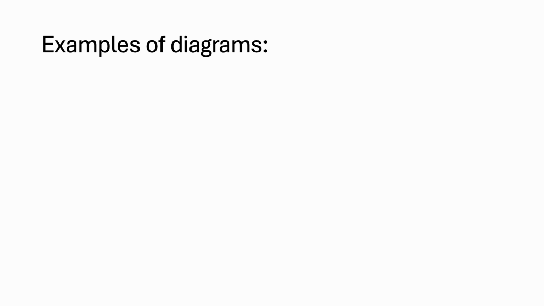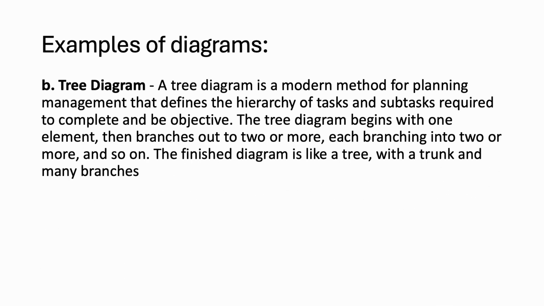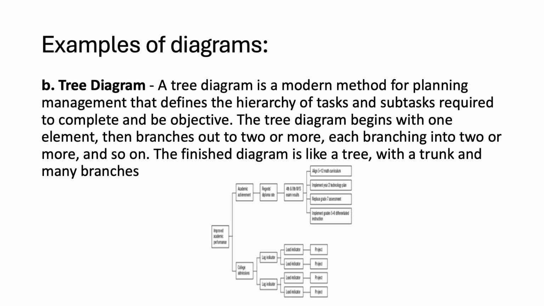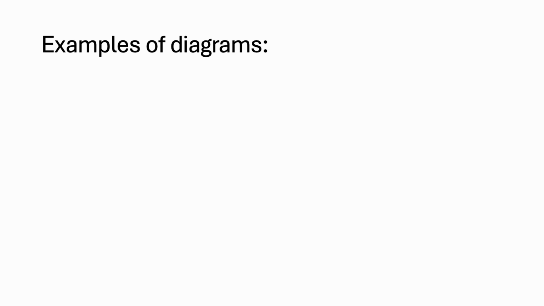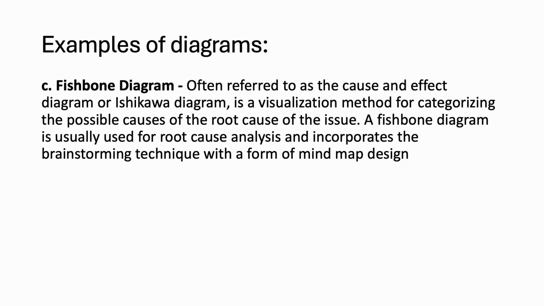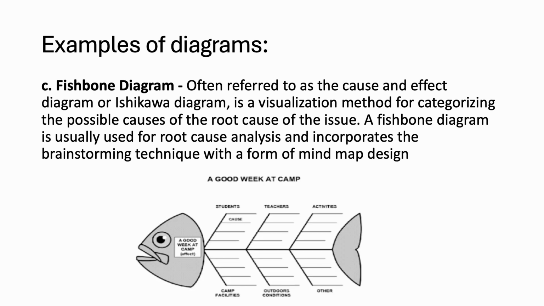Next, a type of diagram is the tree diagram. Take note, it could be used for a process, what comes first and then what comes next. That's a process type of concept. And then we have the fishbone. Fishbone is a cause and effect type of diagram. We can make use of that as an example of a visual symbol.